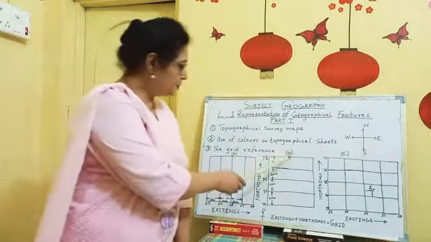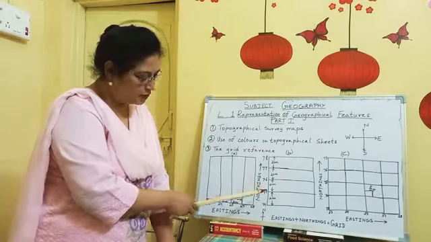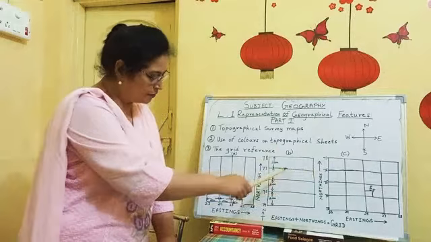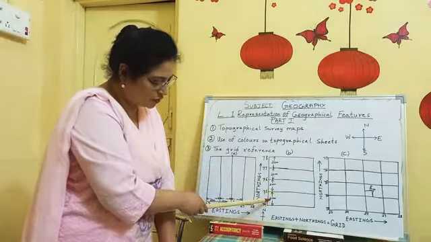Now figure B represents the horizontal lines. These are the horizontal lines which are numbered from south to the north.